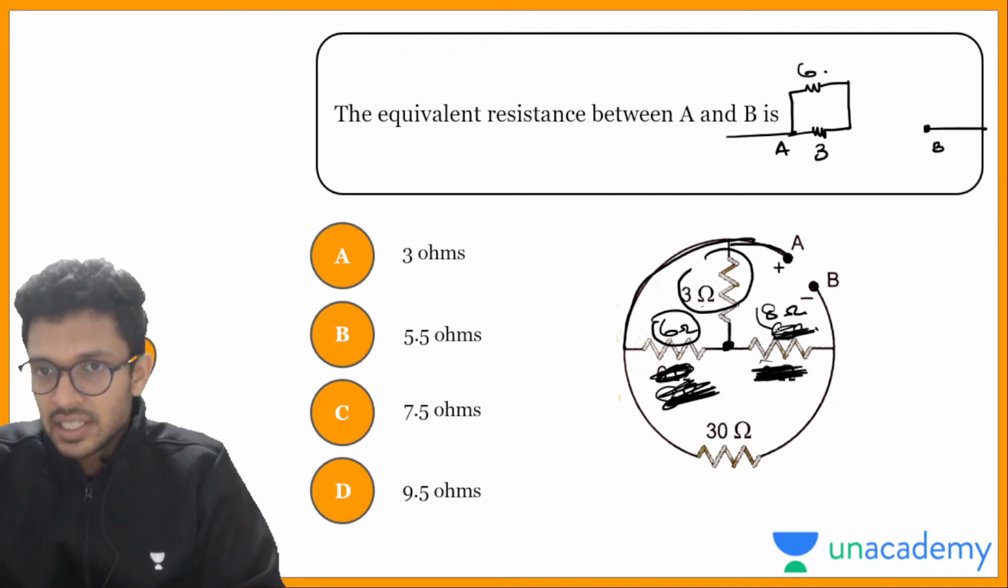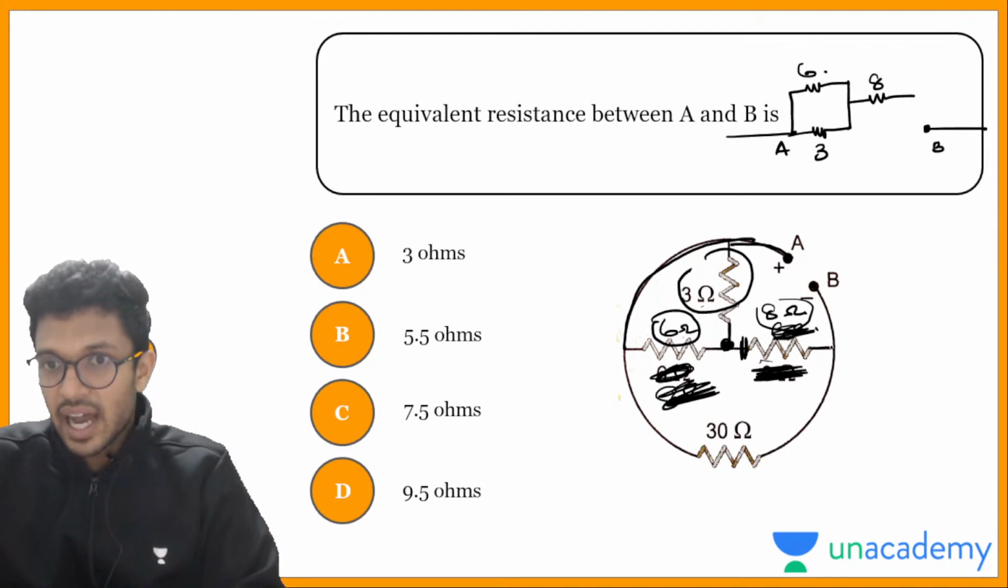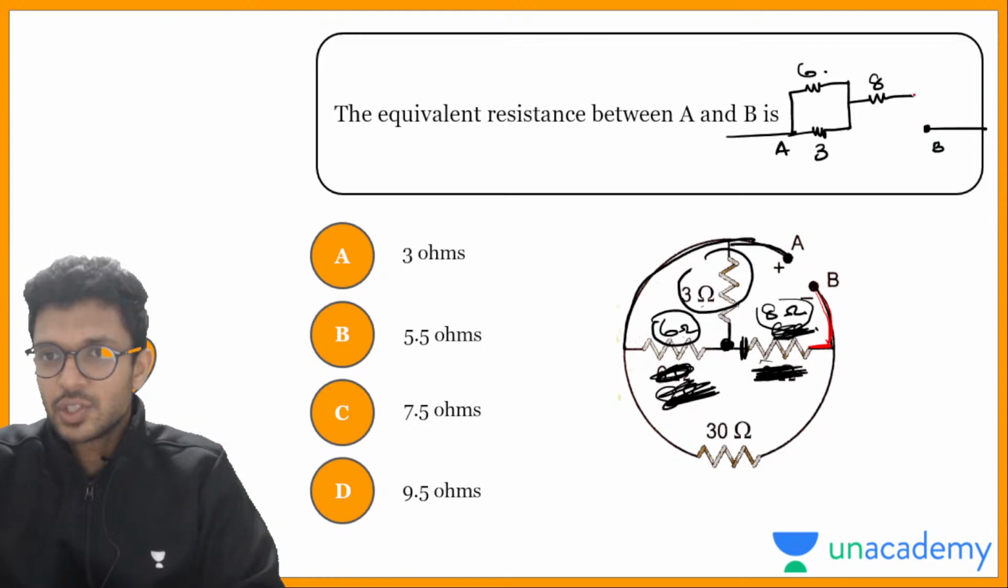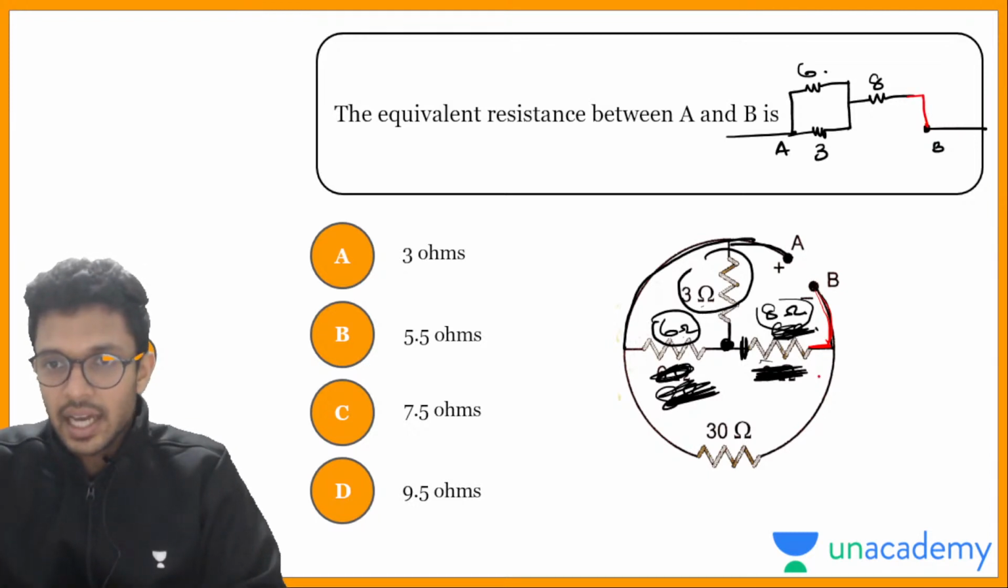Now see the 8 ohms. Wherever 6 and 3 ohms are connected together, from there the 8 ohms starts. And the other point of the 8 ohm, look, I'll just mark it with a red color, is connected to the point B. Done? Yes.